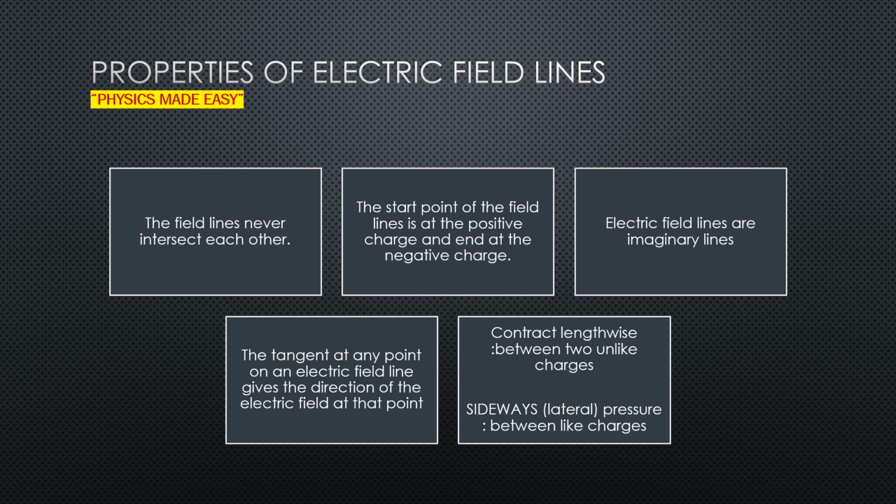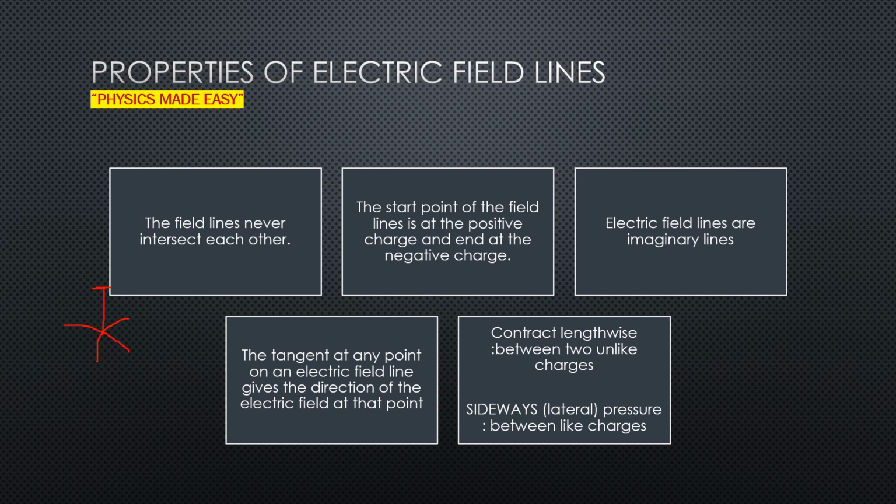So now we are going to sum up the concept. Here are some properties. First of all, electric field lines are imaginary lines. The electric field lines begin from a positive charge and end on a negative charge. The field lines never intersect each other. If the field lines intersect each other, then at the point of intersection there would be two values of the electric field, which is not possible.